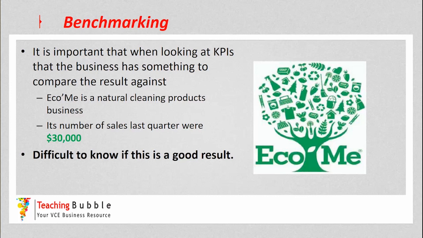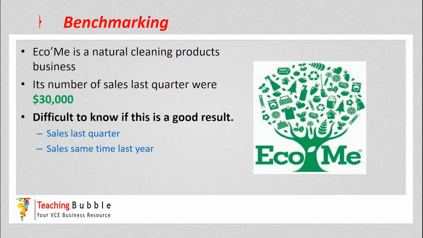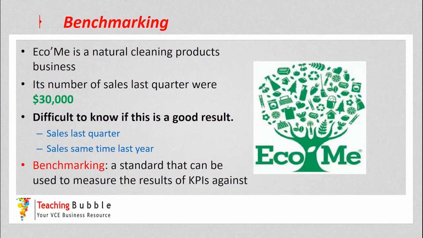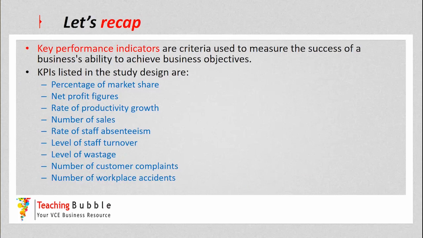So my point here is that it's important for businesses to have some form of benchmark to measure the KPI against. So with EcoMe, it could be that they wanted to compare the results of the sales from the previous 3 months, or it could be that they want to compare the sales for the same period, the same 3 months, the previous year. But having something to compare or measure the result against is important, and we call that simply a benchmark.